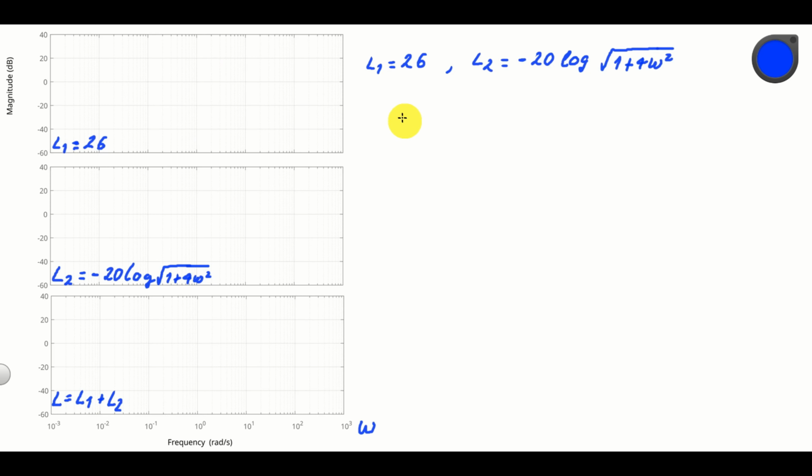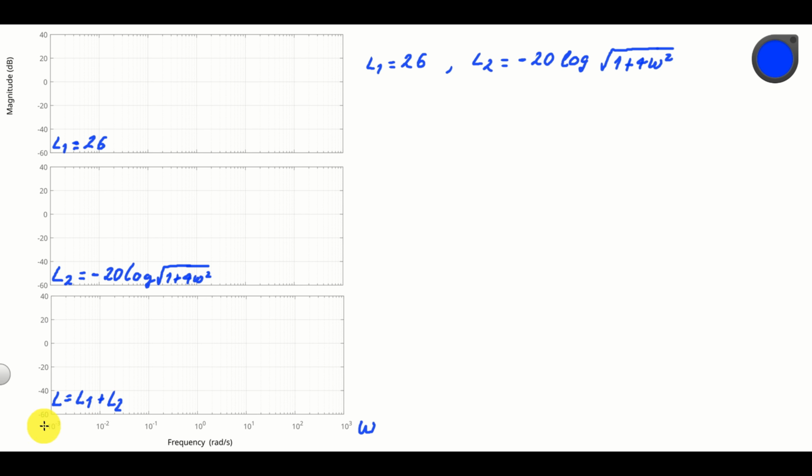Okay, let's start with sketching of log magnitude graphs. Over here I created 3 graphs. The first graph will be the graph for L1, the second graph will be the graph for L2, and the third graph is the graph for the sum of L1 plus L2, that is the graph for our final log magnitude function. But before we explain the sketching procedure, let's explain these graphs and x and y axes.